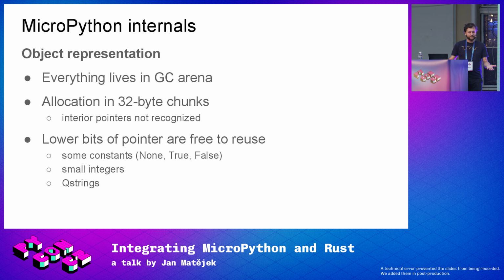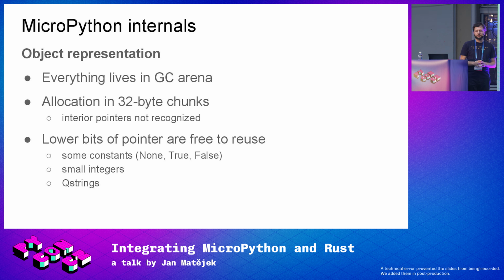You can see this is a pointer, this is a number, but if I set the lower bit to 1, it's not a pointer anymore. I can represent a constant. It could be None, it could be True, it could be False. I can set some bits and represent a small number that way, so I don't need to allocate every number. And I can represent qstrings.